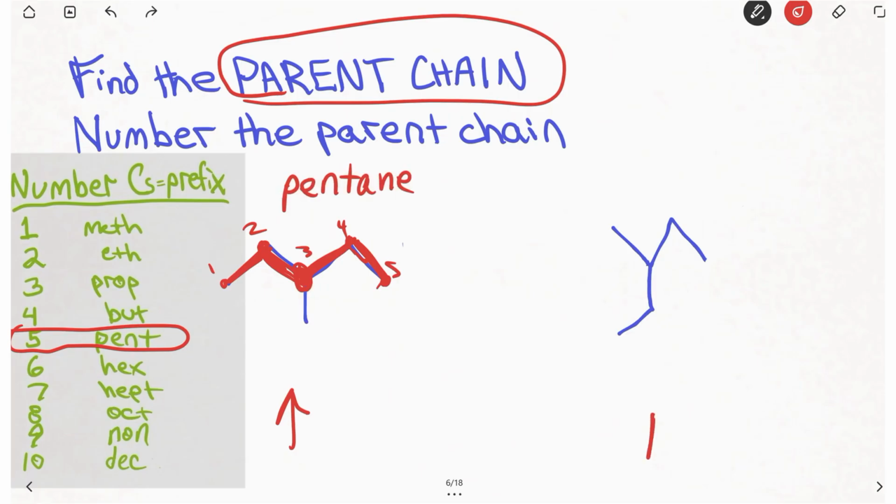Okay, now let's look at this second one on the right, okay? We have this little stretch right here. Here's the carbon where everything splits, right?